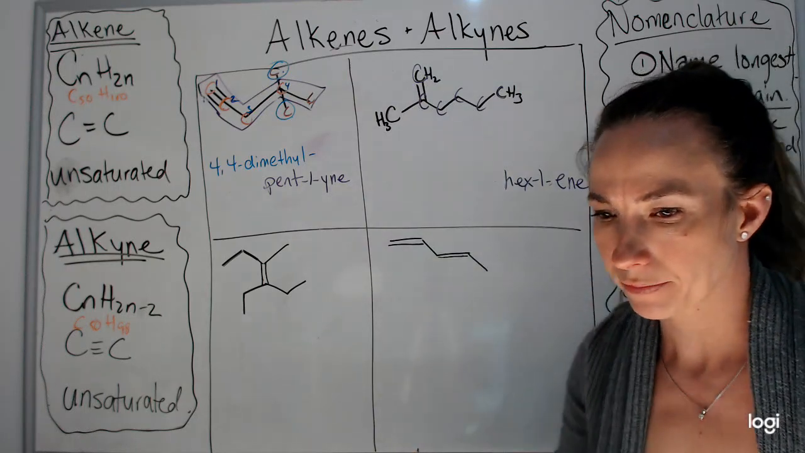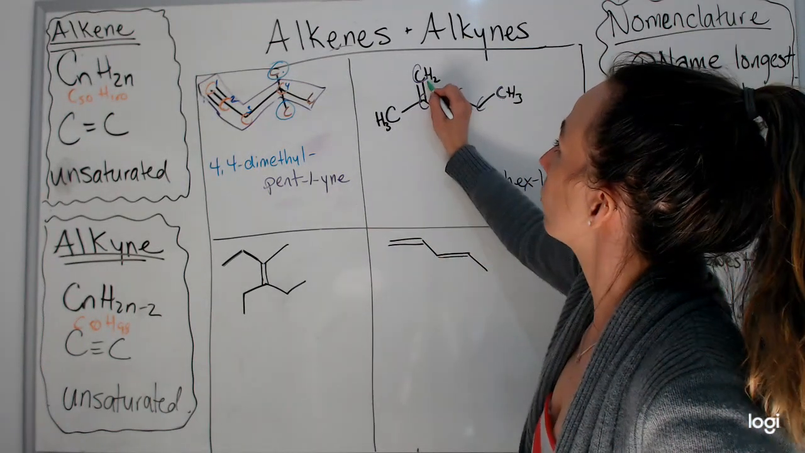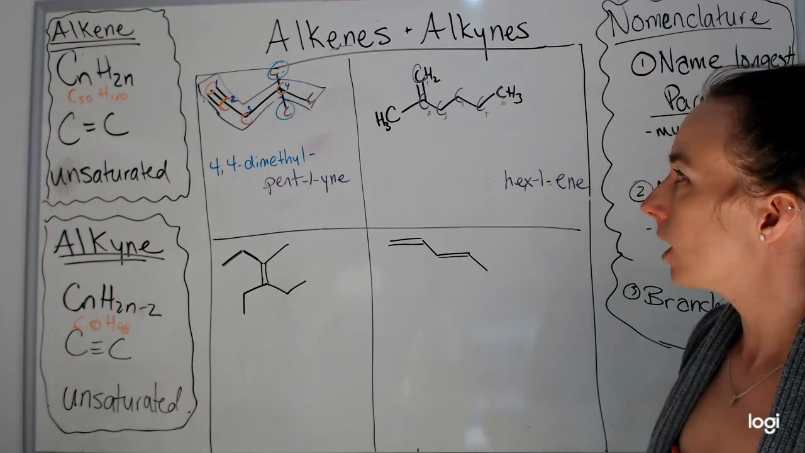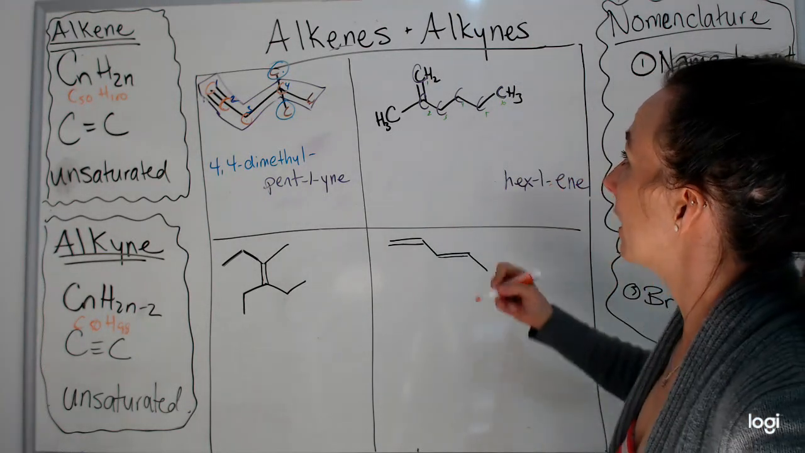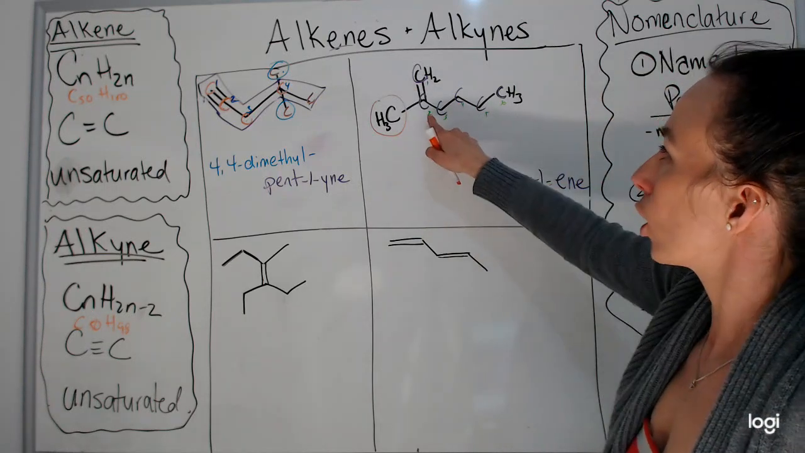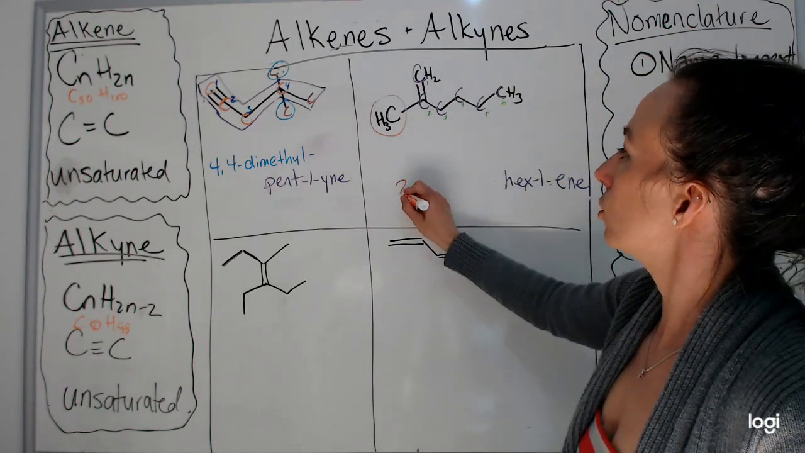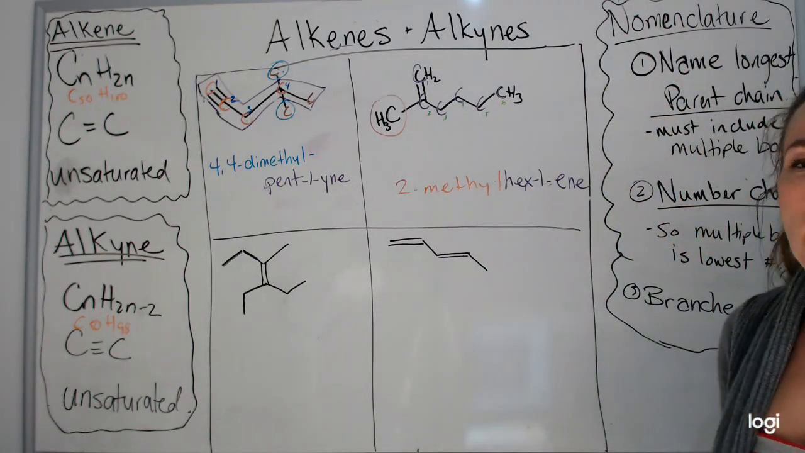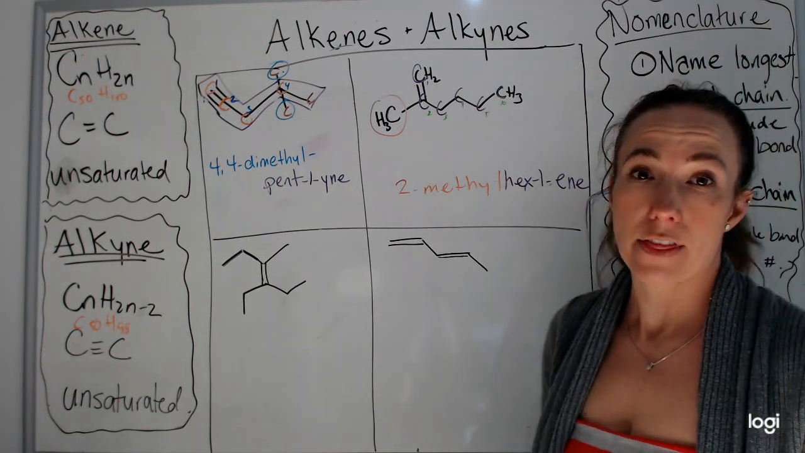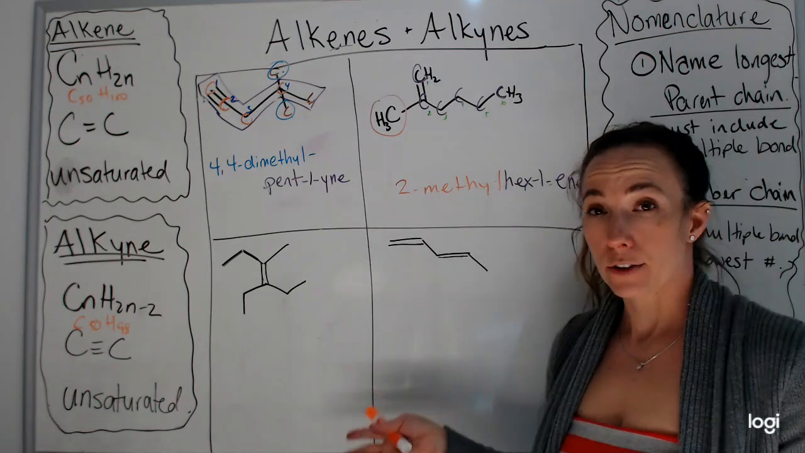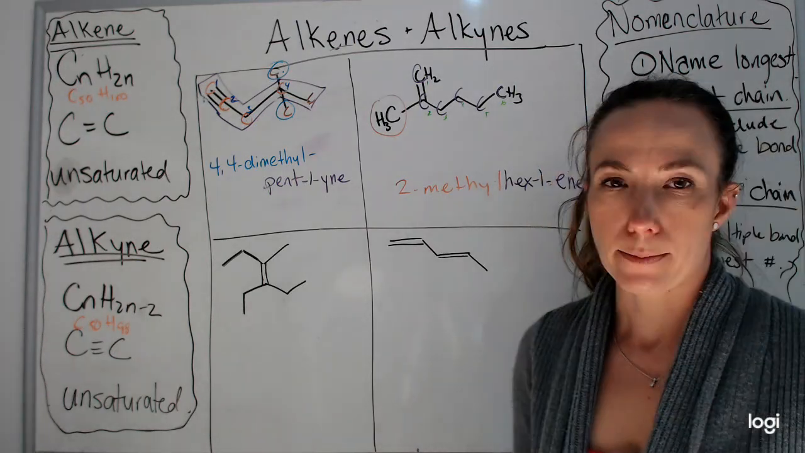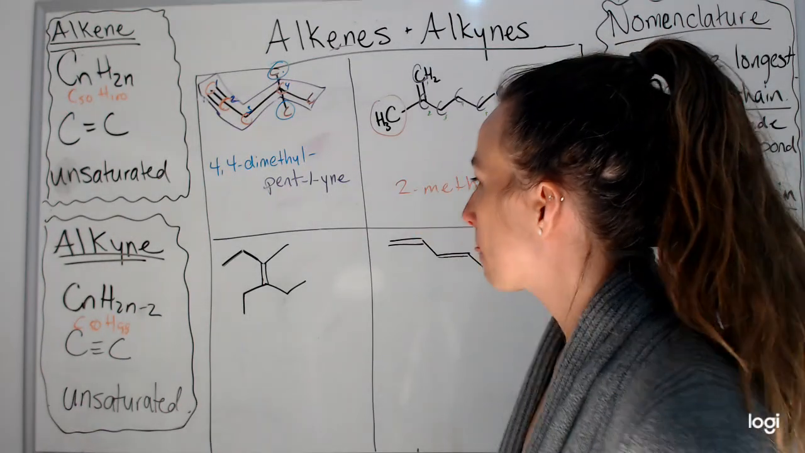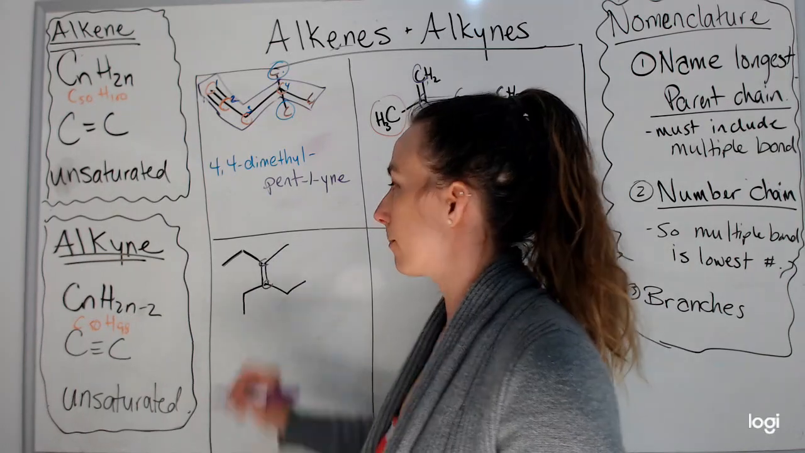Carbon 1, grab another color. Carbon 1, carbon 2, carbon 3, carbon 4, carbon 5, and carbon 6, right? So then I have a branch right there off of carbon 2. So 2-methylhex-1-ene is the name of that molecule. Here's another one. Looks a little bit like a running man. Starfish. Jumping jacks. Okay, so this guy, the multiple bond has to be included in my longest parent chain.